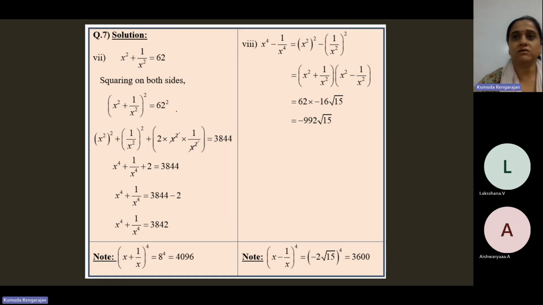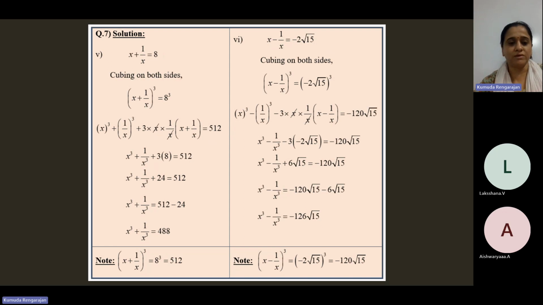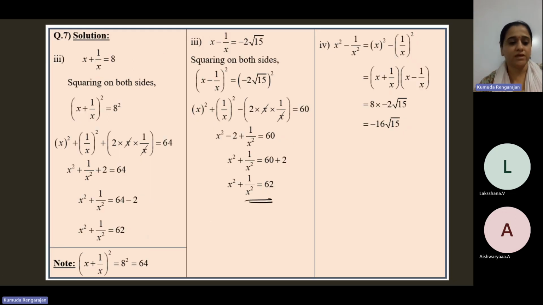Then the 7th and 8th sub-questions are to find the values of x to the power 4 plus 1 by x to the power 4 and x to the power 4 minus 1 by x to the power 4. Let's see how to find the value of x to the power 4 plus 1 by x to the power 4. Take up x square plus 1 by x square. We've already found it: x square plus 1 by x square is 62.